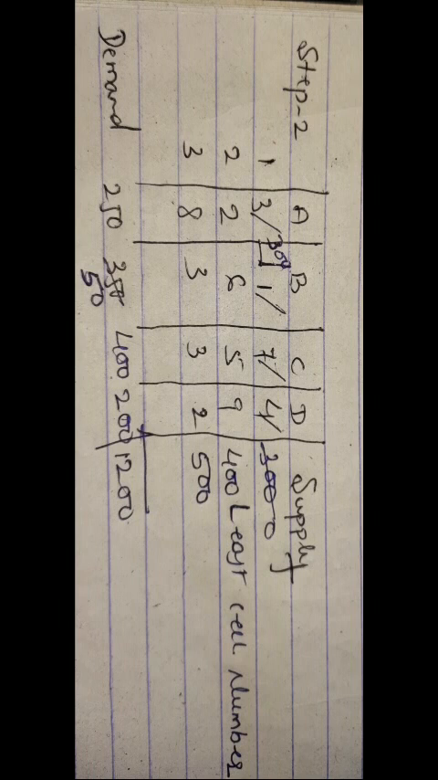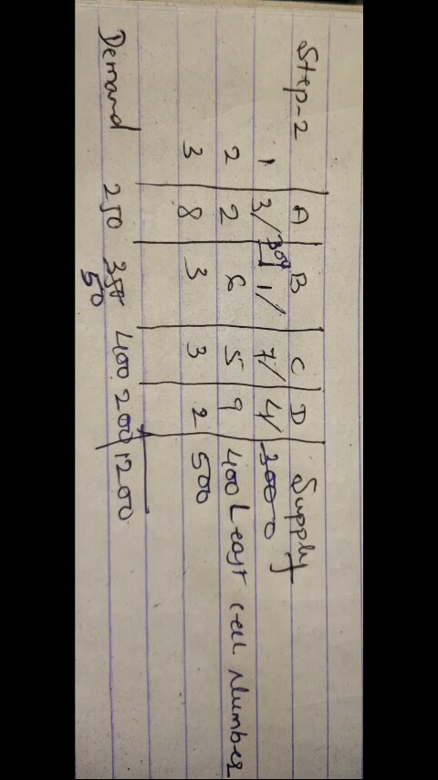Here, after checking whether this is a balanced matrix or not, now the second step is we have to check which is the least number in the entire matrix. By considering all the elements in the matrix, one is the least value. Here we want to allocate some amount of supply and demands.